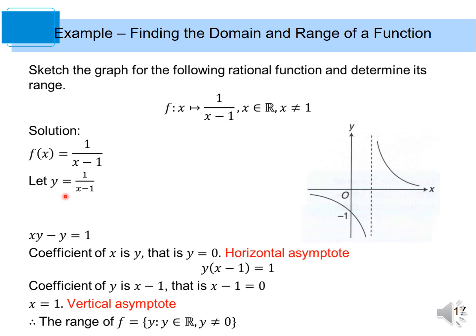And the whole equation you multiply by x − 1 on both sides, and you obtain this equation. From this equation, you can obtain the horizontal asymptote, where you let the coefficient of x, which is y, equal to 0. So y = 0 is the horizontal asymptote, meaning that at here is the horizontal asymptote.